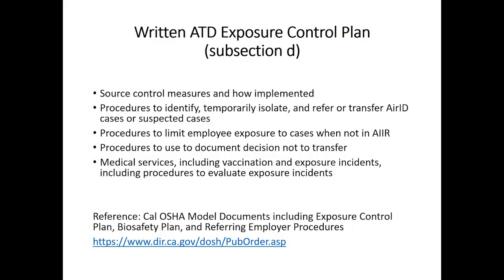So we talk on this slide as we continue to talk about what comprises the exposure control plan, source control measures, which we talked about: isolation, masking a patient. If you're transporting them down a hallway and they're having some respiratory symptoms, obviously you want to put source control on them, that kind of thing. And then identify and isolate people who are suspected cases so that you're not potentially infecting other patients or healthcare workers in the hospital, that kind of thing. Limited employee exposures when cases aren't in airborne infection isolation, and we talked about things like source control or social distancing, ways we can deal with that.